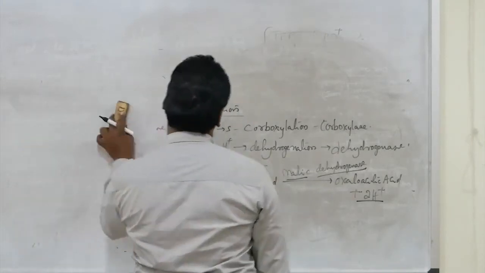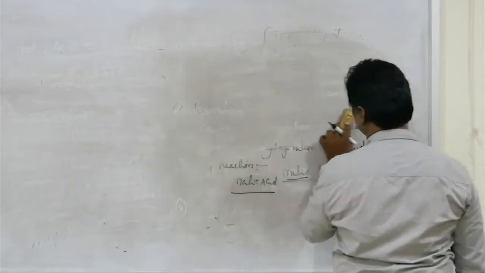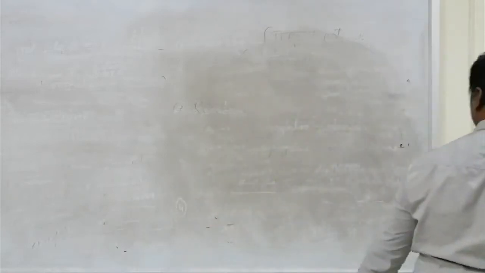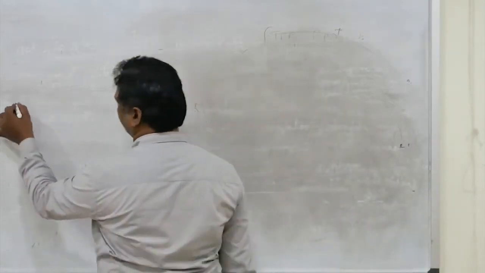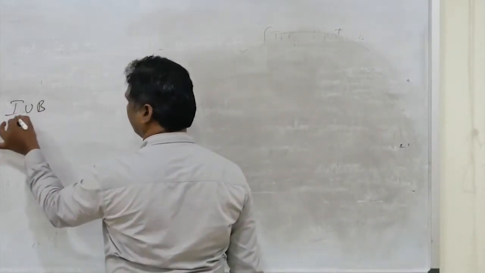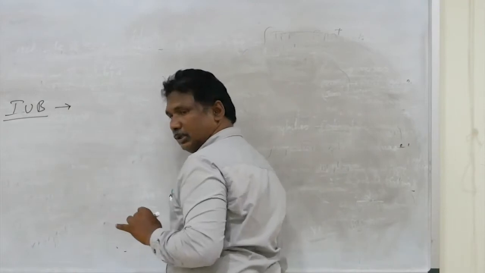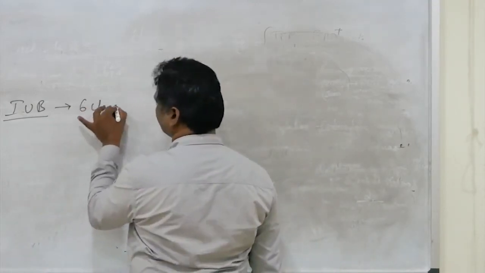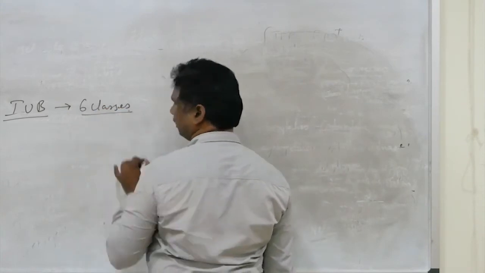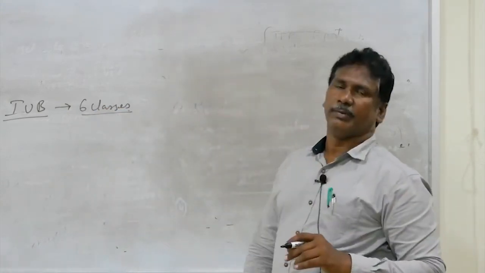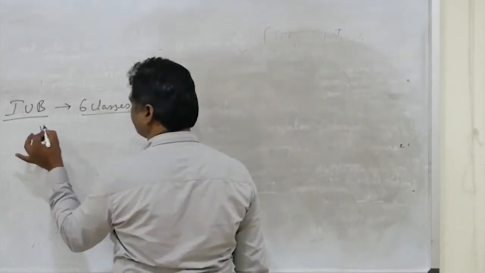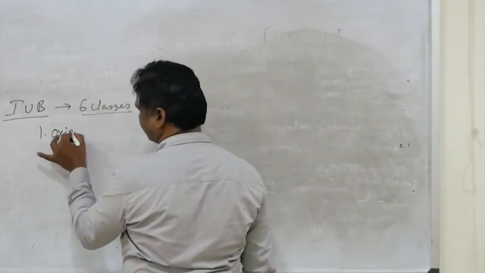Next, you can see the classification of enzymes. According to the IUB, the International Union of Biochemistry, there are 6 classes in enzyme classification. There are 6 classes with 6 examples. You can see them one by one. The first one is the oxidoreductases.